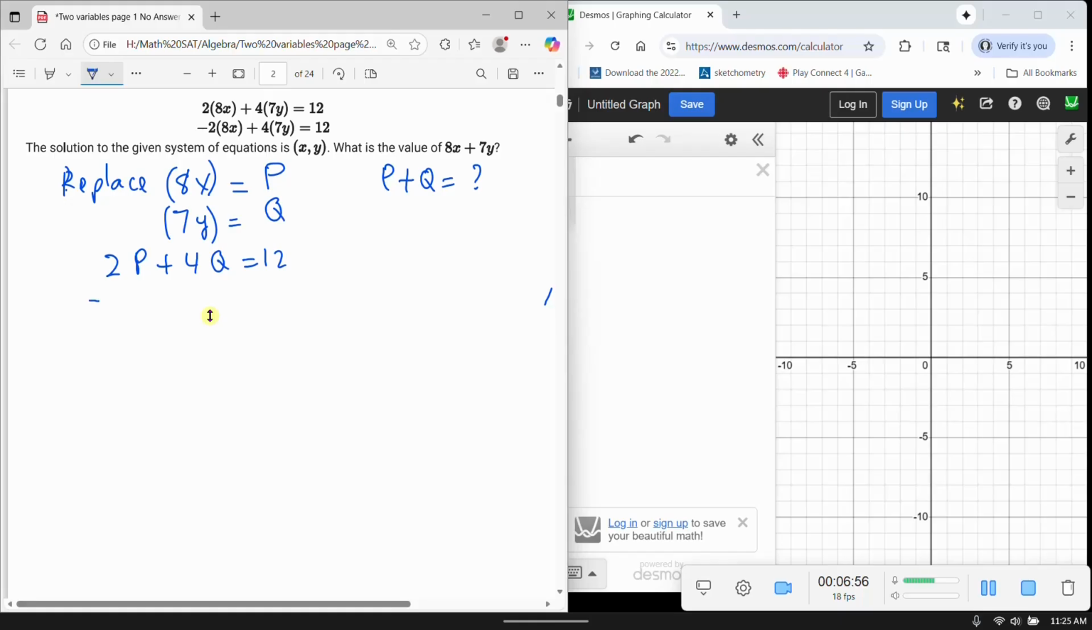So now on the bottom, I would have 2P plus 4Q equal 12. So now I need to solve for P plus Q. Now, if you notice this, if I'm adding these two equations, I can solve it for P and Q.